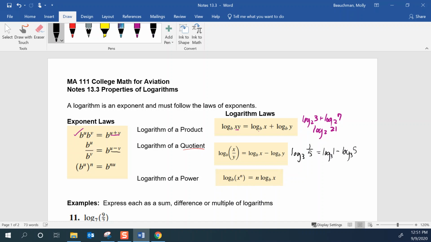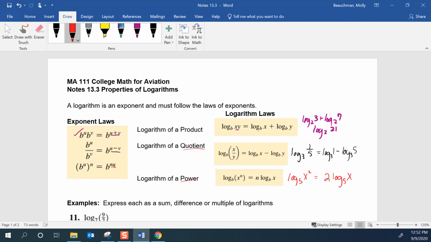Last rule is logarithm of a power. So in exponent laws, the power rule says if you have a b raised to a power of u raised to another power n, we multiply the powers. So log base b of x raised to the power of n means n times log base b of x. So that power means multiply the powers. So if we had log base 5 of x squared, we can rewrite that as 2 times the log base 5 of x.